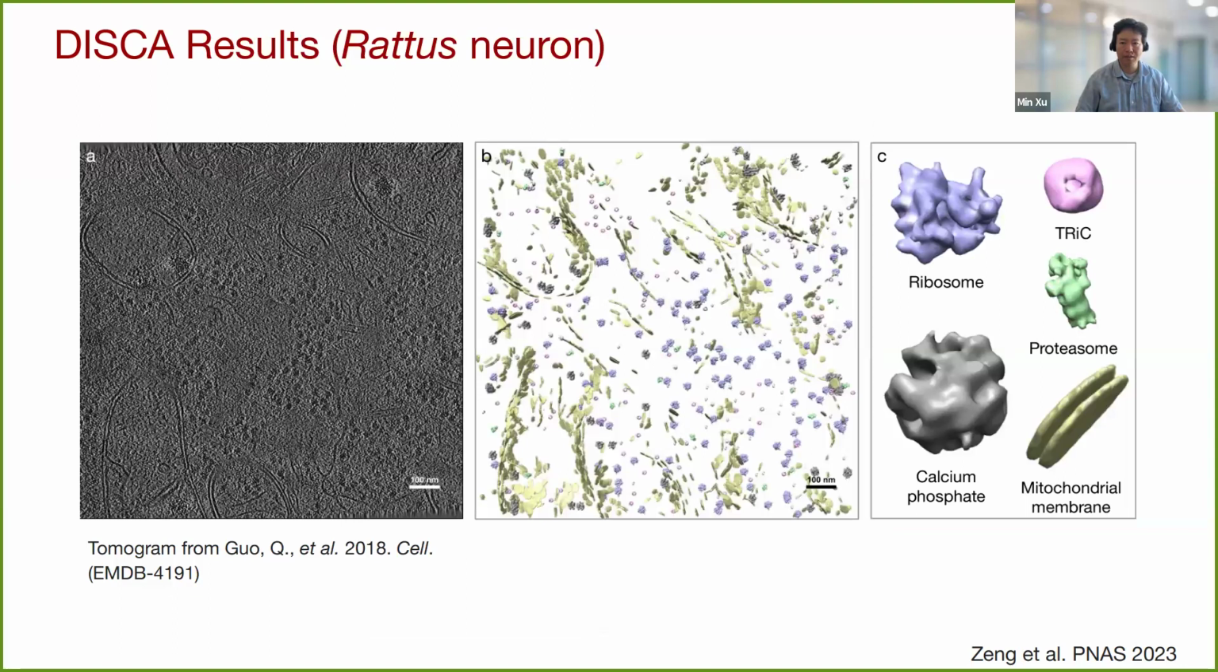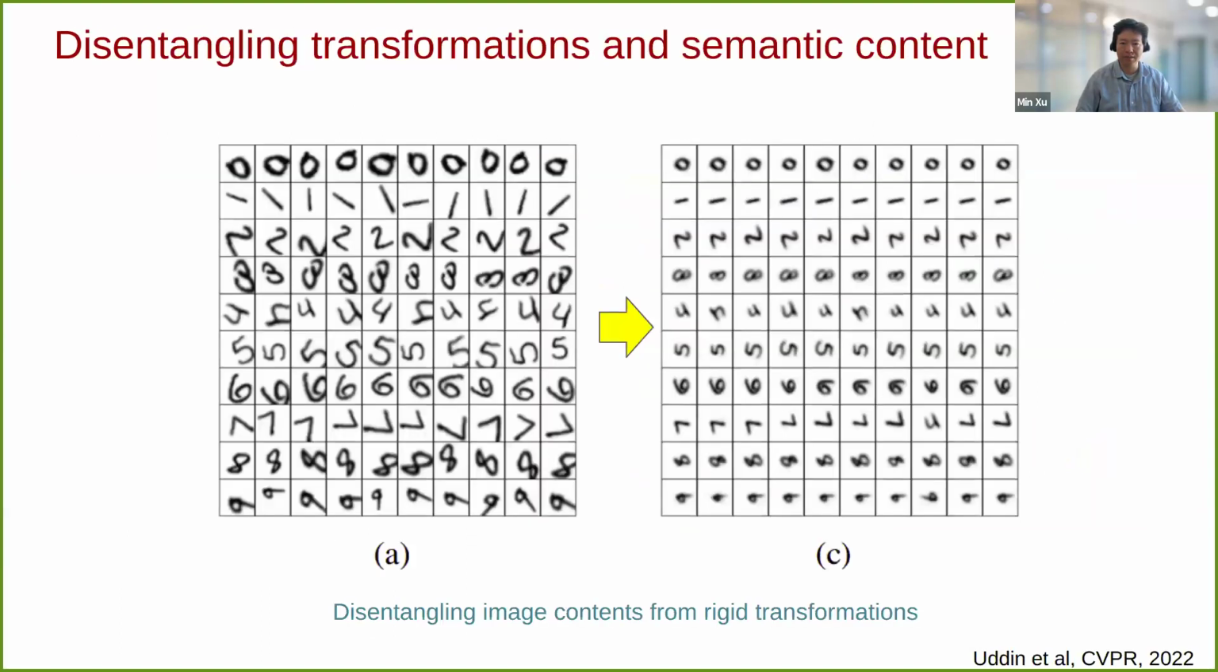Here is the result on a rat neuron dataset. We detected diverse structures such as ribosome, TRIC, proteasome, calcium phosphate, and mitochondrial membrane. I want to particularly point out that detecting macromolecules with smaller molecular weights, such as TRIC and proteasome, is a major challenge facing Cryo-ET data analysis.